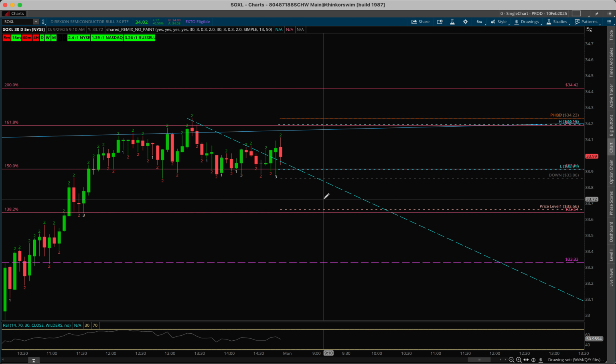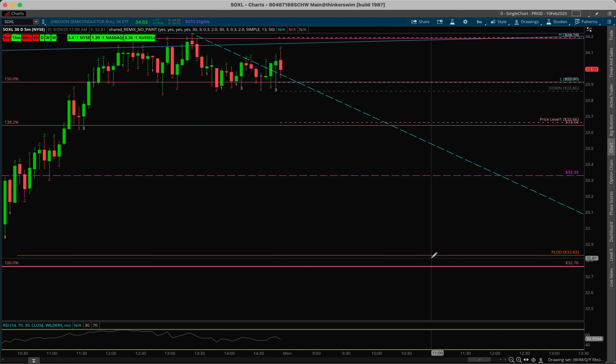Higher lows above opening print, we're looking at calls targeting overnight high and previous high of day, whichever one comes first. Next one is the next target. If we get lower highs below opening print, we're looking to get into puts, targeting the overnight low and then the previous low of day.